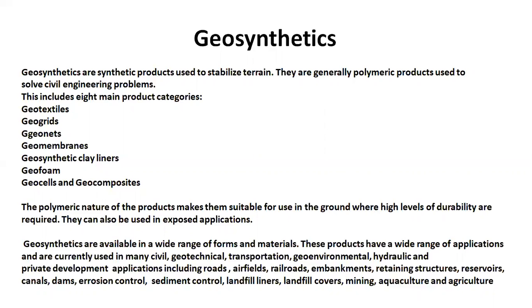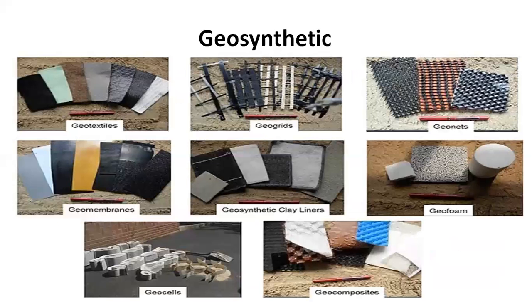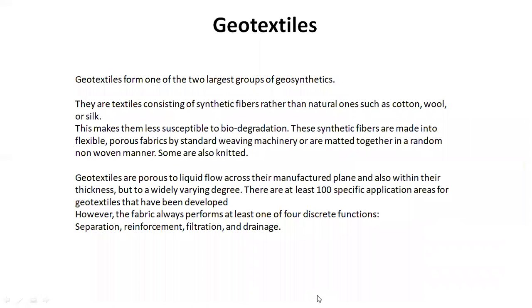Okay. Now we discuss geotextiles. You can see here the various types of geosynthetics: geotextile is this one, and geogrid you can see here. Geonets like this, geomembrane, geosynthetic clay liner, geofoam, geocells, and geocomposites. Okay, so now we see one by one all of these. Let's start with the geotextiles.